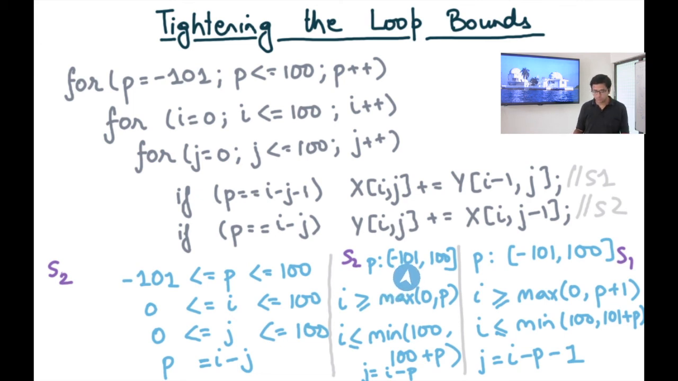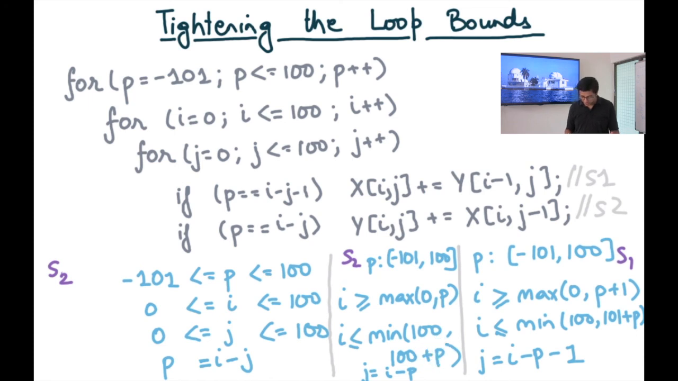Once again, P is from minus 101 to 100. This is the same solution that we had in our last module as well. Then I is greater than or equal to max of 0 comma P. Notice that this lower bound of I is different from the lower bound of I that I had from S1, where it was max of 0 comma P plus 1. Here it is max of 0 comma P. The upper bound of I is min of 100 comma 100 plus P.